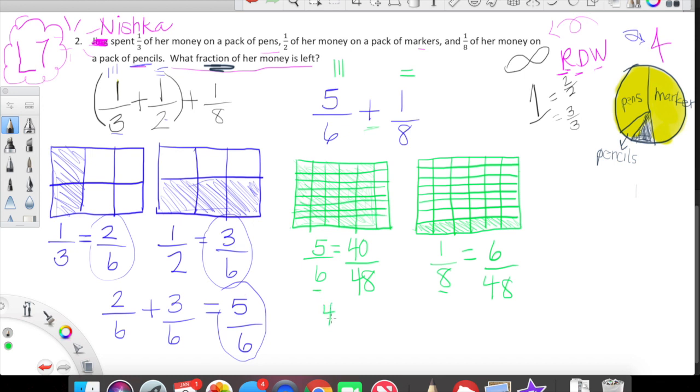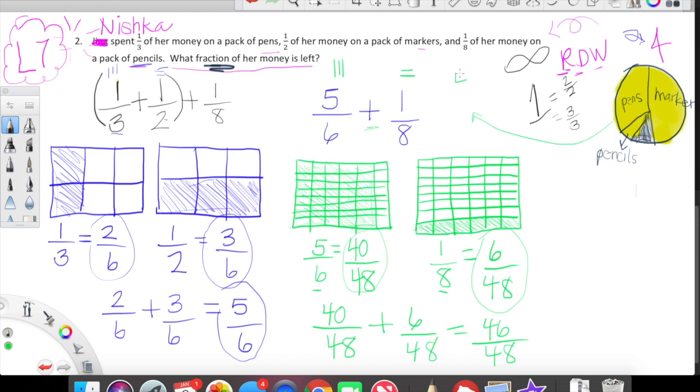Hot dog, we can rewrite our expression now that we have our 2 equivalent fractions. Rewrite our expression, which is 40/48 plus 6/48. If I sound excited right now, it's because I am, because I'm realizing I'm almost finished with this problem and it's recording. Yay me. You guys, what is 40 plus 6? It's 46. Our denominator is 48. Nishka spent 46/48.